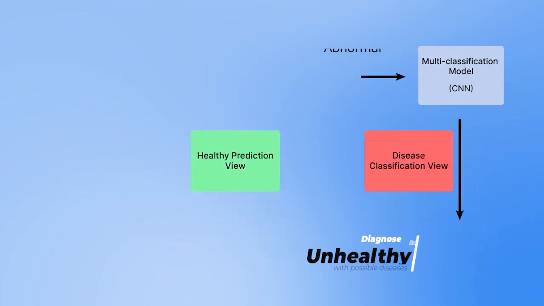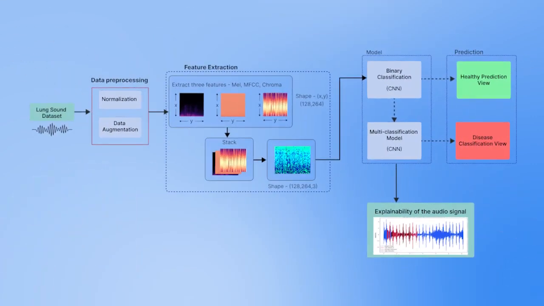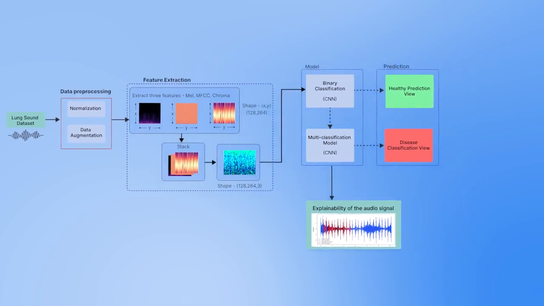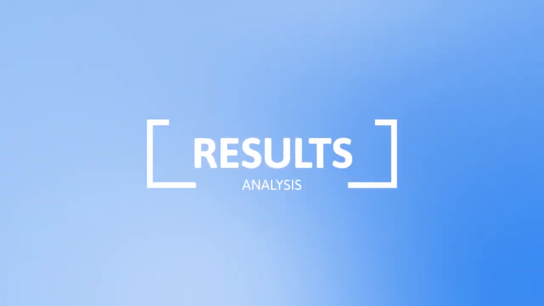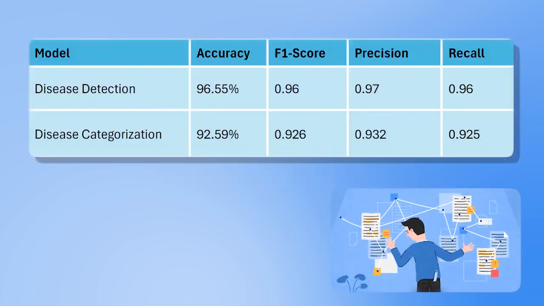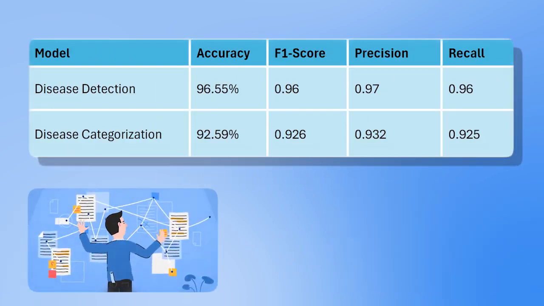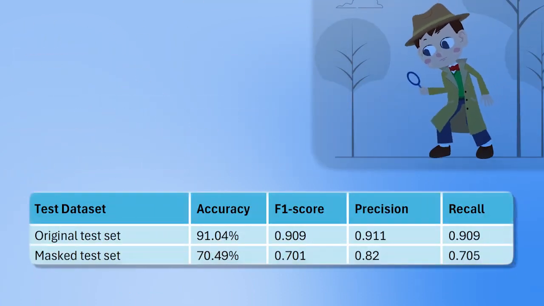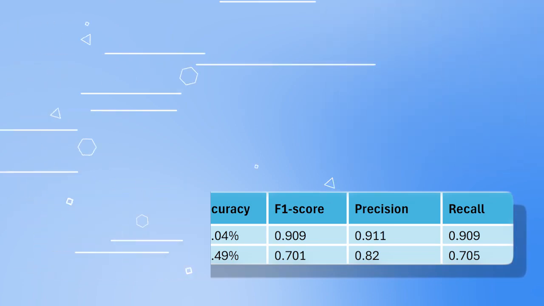The prediction given by the classification model is then interpreted utilizing explainability techniques. Then the whole system is integrated into a mobile application. The binary classification model was able to achieve 96.55% accuracy, while the multi-classification model was able to achieve 91.04% accuracy. Explainability results were calculated using a masked dataset and were able to prove our explainability approach.